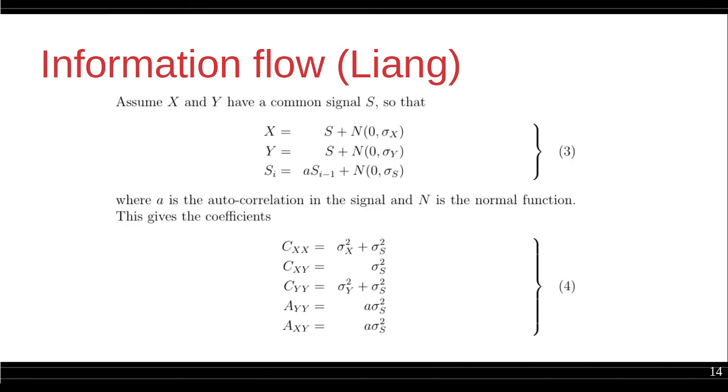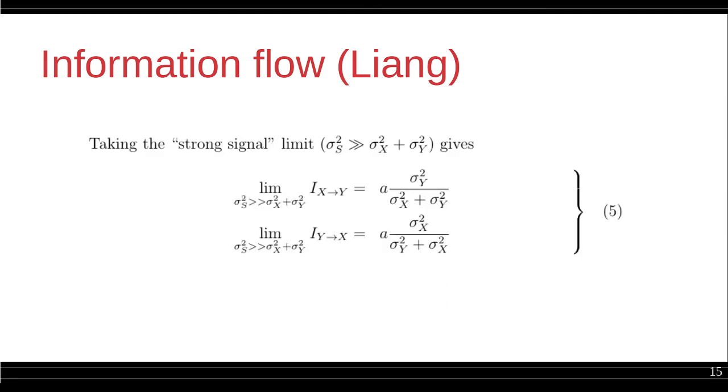Next, let us study datasets X and Y with a common signal S. Dataset X has the signal S plus some noise given by sigma X. Dataset Y has the same signal but with a different noise given by sigma Y. The signal has autocorrelation A, which just means that it is smooth. The Liang coefficients are then given by equations 4.